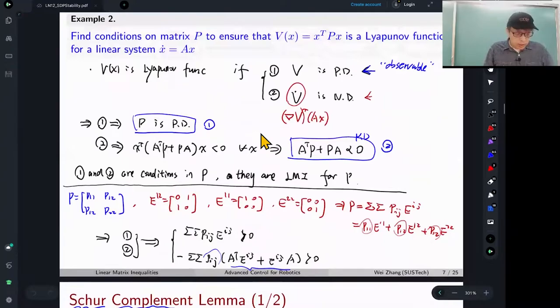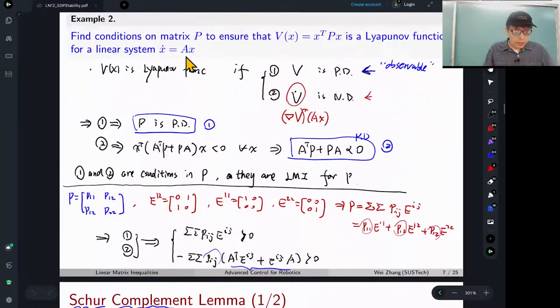Okay, we give some examples on this. Let's first look at it as a review and also as an exercise. Let's look for a Lyapunov function by solving an LMI feasibility problem using Drake.